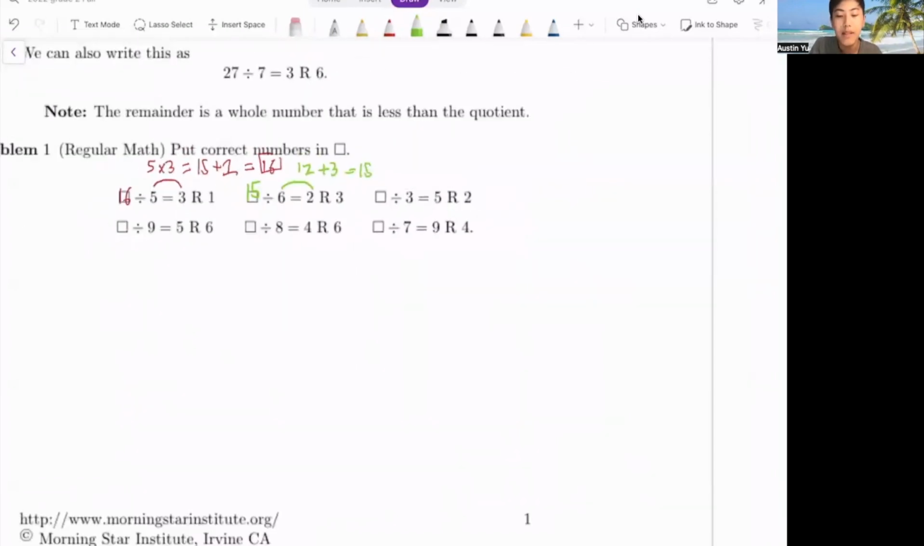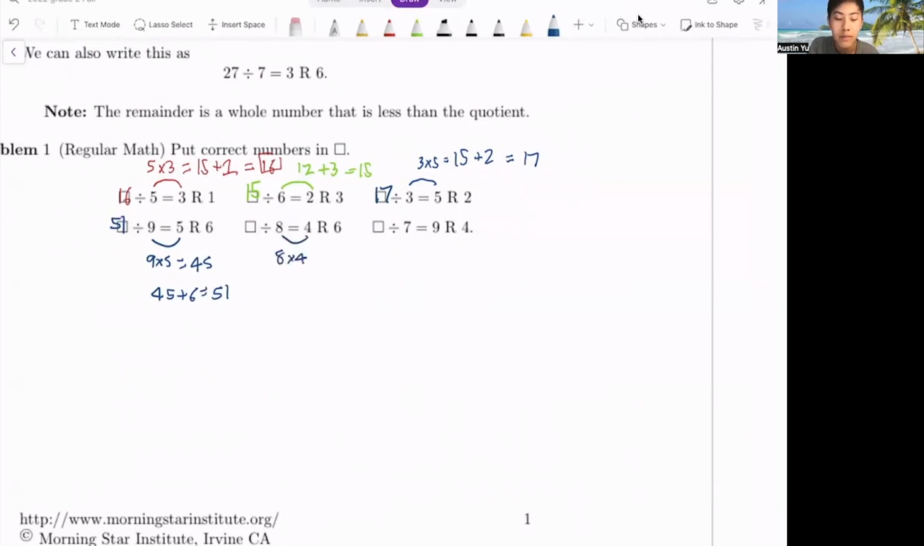Next problem, something divided by 3 equals 5 remainder 2. Again, we multiply 3 by 5. This gives us 15. Remainder 2, so 15 plus 2 equals 17. Next question, something divided by 9 equals 5 remainder 6. As we see here, 9 times 5 equals 45, and 45 plus 6 equals 51. 51.